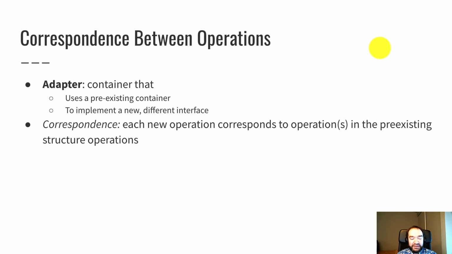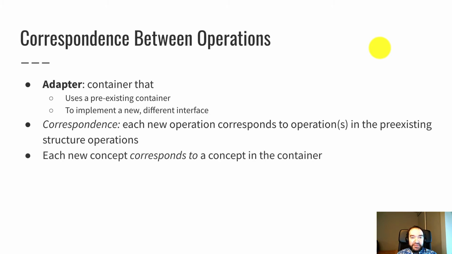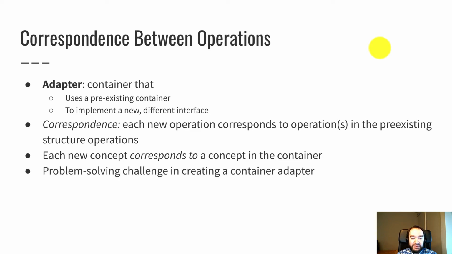A correspondence is that each new operation corresponds to operations in the pre-existing structure. So every new concept in this new structure or API that you're creating corresponds to some concept in the existing code or the container in our case. This is a problem-solving challenge in creating a container adapter, or really any of the kind of reuse that I talked about earlier. The code that you write follows directly from these correspondences.